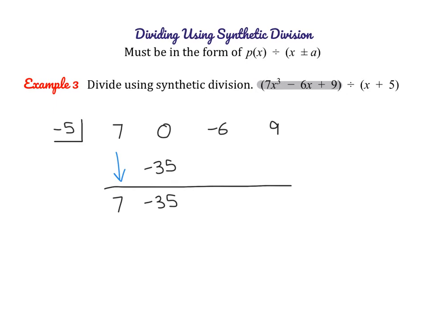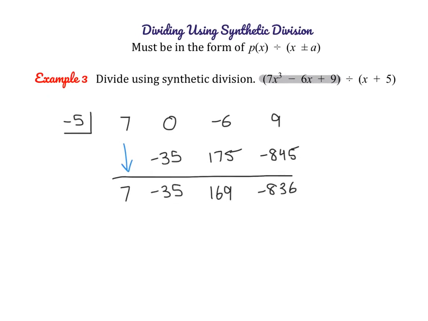0 plus negative 35 is negative 35. And then we're going to do that same thing over again. We're going to take our number in our box, multiply it by this number, and write our product here. Negative 5 times negative 35 is 175. And then we're going to add vertically. So this gives us 169. And again, we're going to multiply. Negative 5 times 169 is negative 845. Add vertically, and that gives us negative 836. So these are going to be the coefficients of our answer.